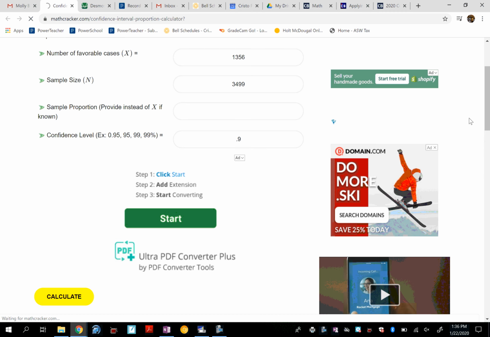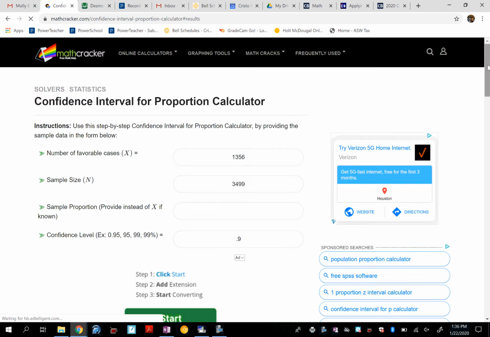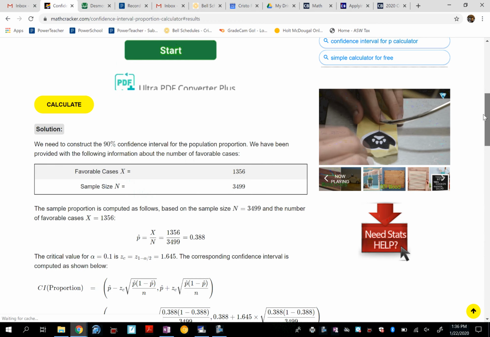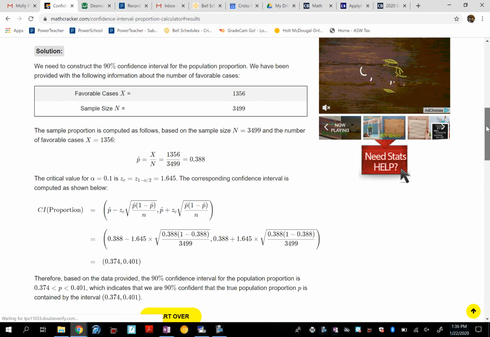Okay, buffering, loading. Yes. Oh, really? It's called ad blocker? Yeah, ad blocker. All right, I'll look into it.